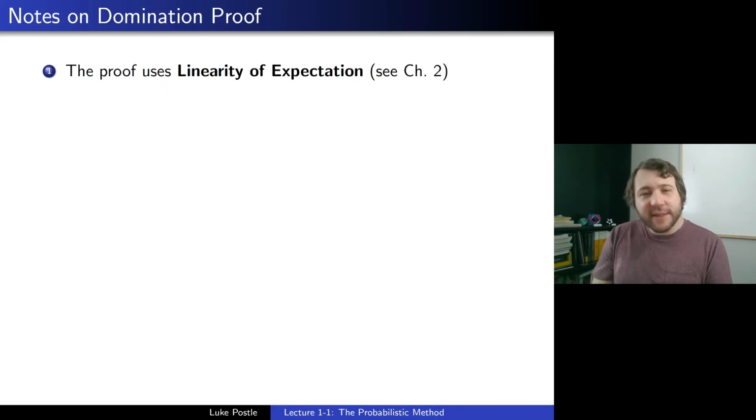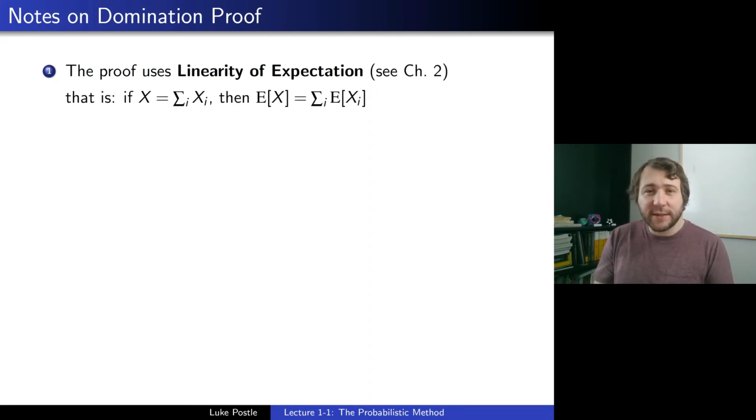The proof uses linearity of expectation, which we'll see in chapter 2 of Alon and Spencer. It uses it quite heavily. Instead of just doing events and calculating the probabilities, we're using this linearity of expectation, which is quite nice. And again, what is linearity of expectation? Just to repeat it, if you have a random variable X that's the sum of other random variables Xi, then the expectation of X is the sum of the expectations of the Xi.